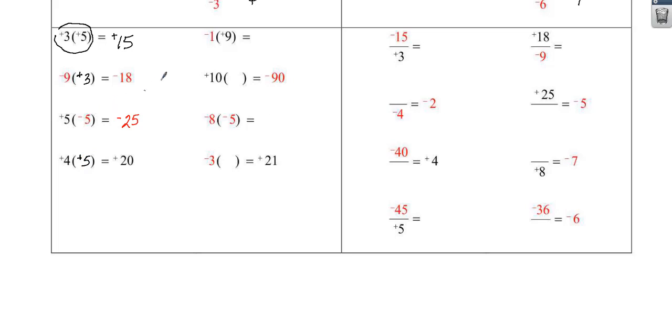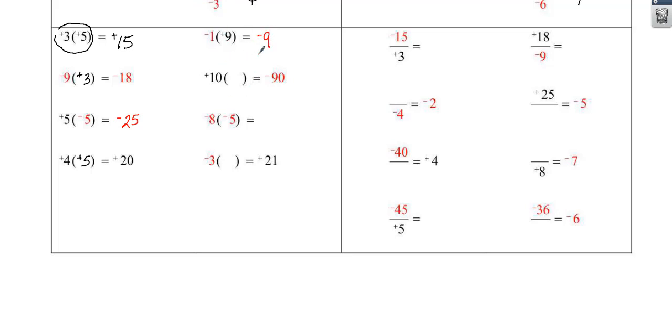Okay, if you're ready to move on, just leave the video running. I'm going to do these answers, but if you realize you were doing something wrong and some of these answers are wrong, pause the video and fix them. -1 times +9. Anytime you have a positive times a negative, your answer is a negative. 1 times 9 is 9.